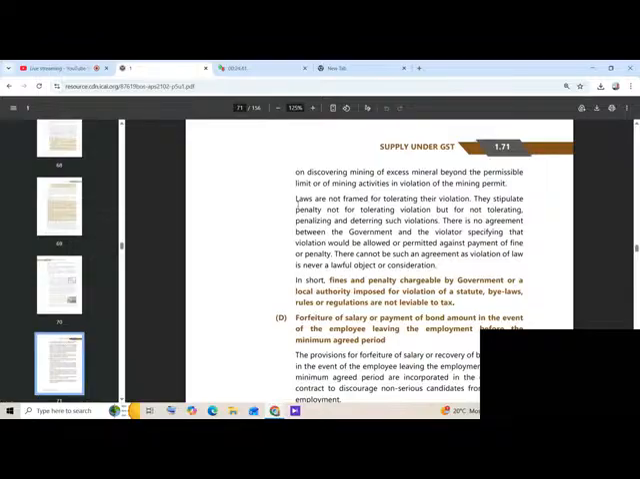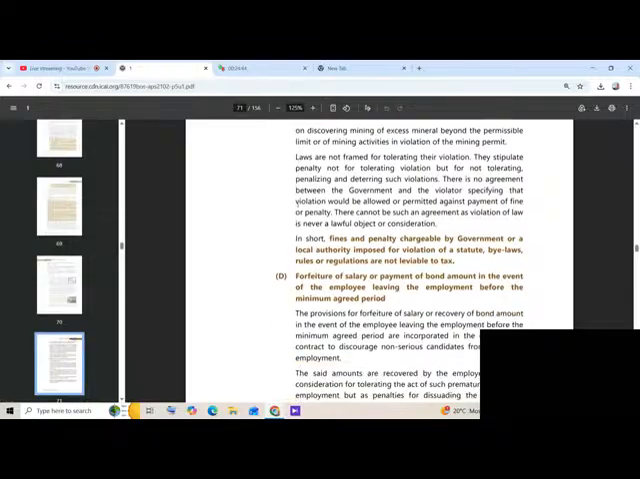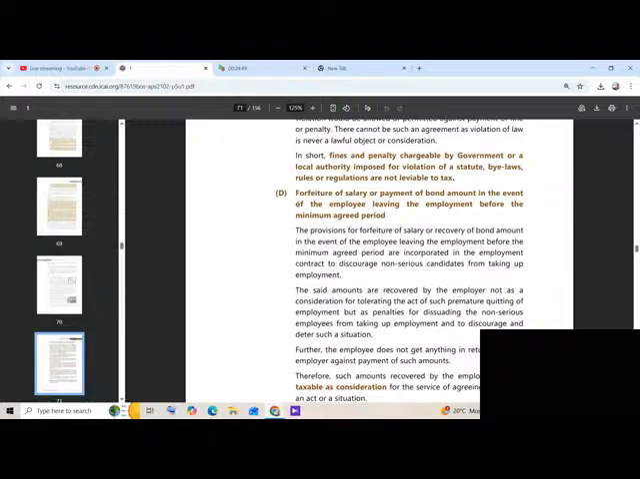Forfeiture of salary or payment of bond amount in the event of the employee leaving the employment before the minimum agreed period. The provisions for forfeiture of salary or recovery of bond amount in the event of the employee leaving the employment before the minimum agreed period are incorporated in the employment contract to discourage non serious candidates from taking up employment.